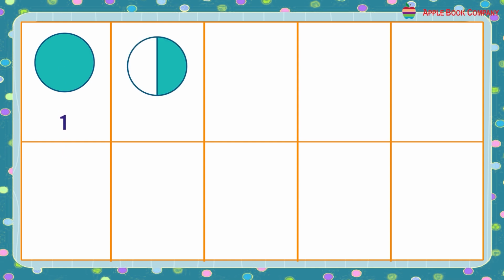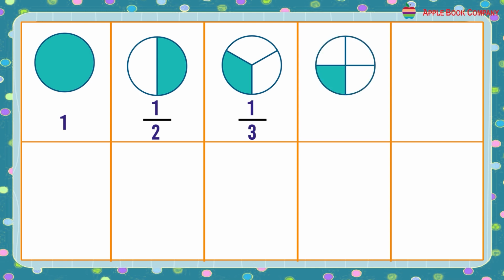How do fractions represent the shaded part? In the first picture, the whole circle is shaded, so that represents 1. In the second picture, one part of 2 equal parts is represented as 1/2. In the third picture, one part out of 3 equal parts is shaded, represented as 1/3. In the fourth picture, you have 4 equal parts and one part is shaded. So the shaded part is represented as 1/4.